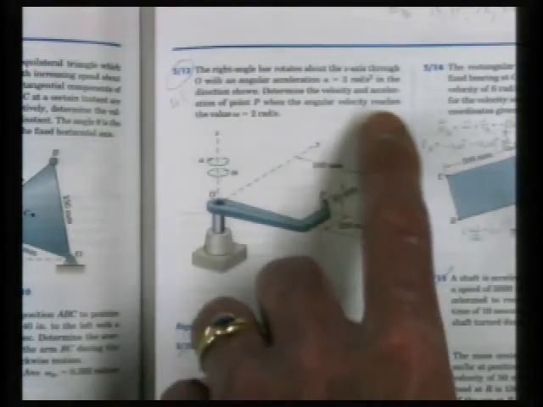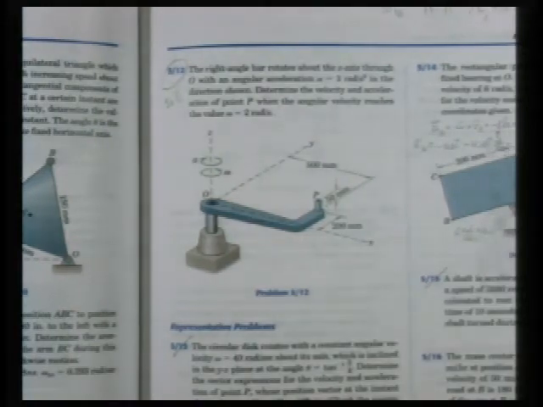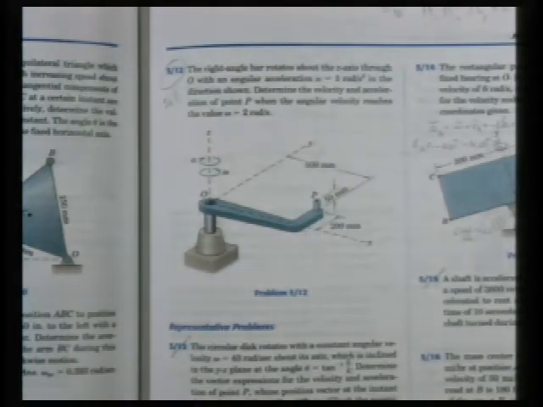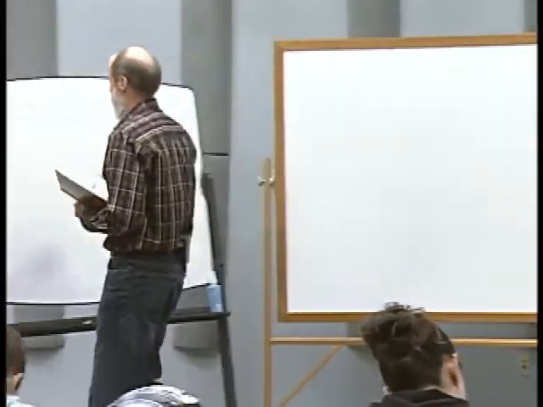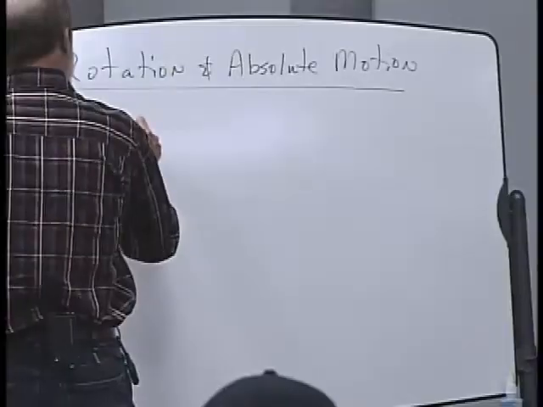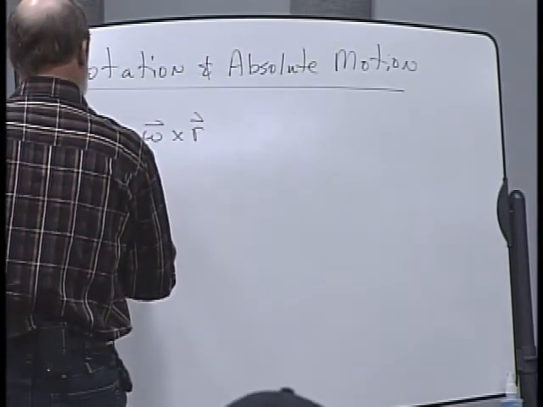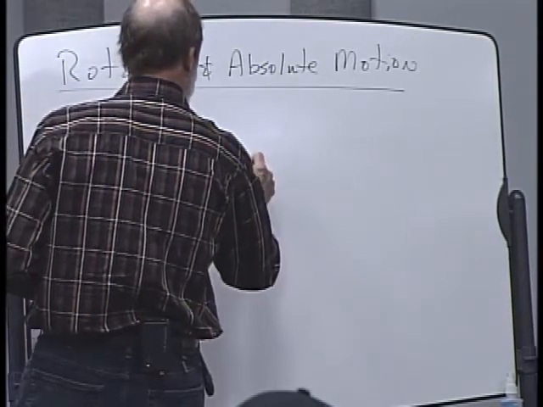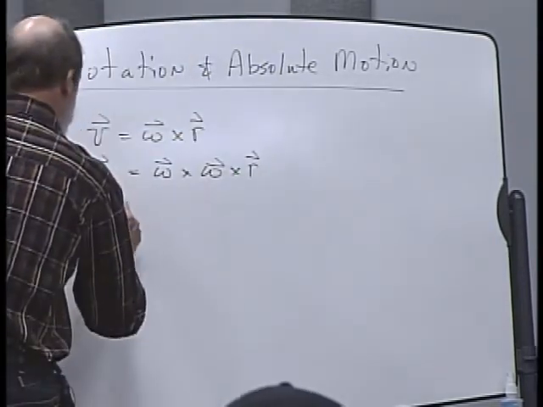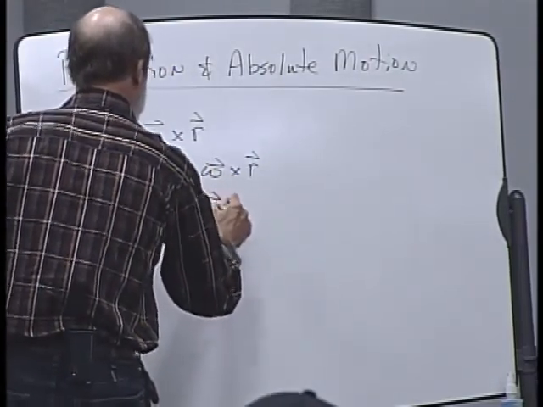I was just wondering if it starts from rest or not. It doesn't indicate that. Okay, so let's go ahead and put that information up on the board. And in brief summary, v equals omega cross r. The normal acceleration is omega cross omega cross r. Tangential acceleration is alpha cross r.